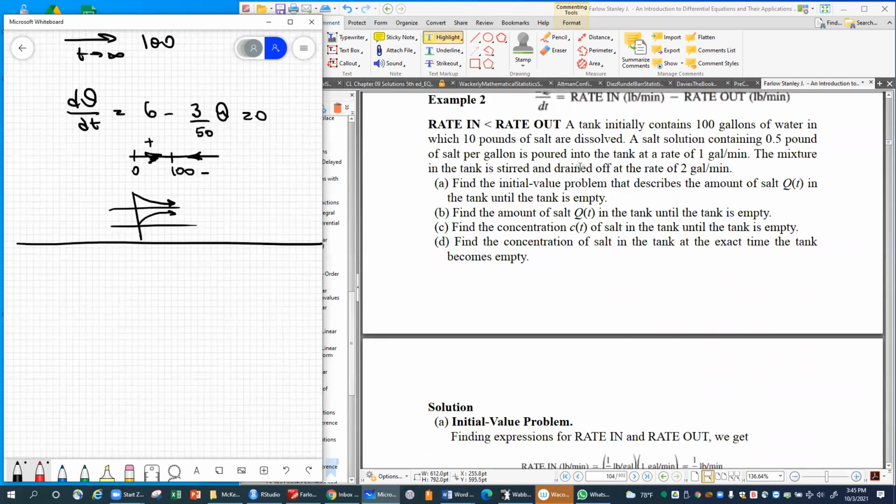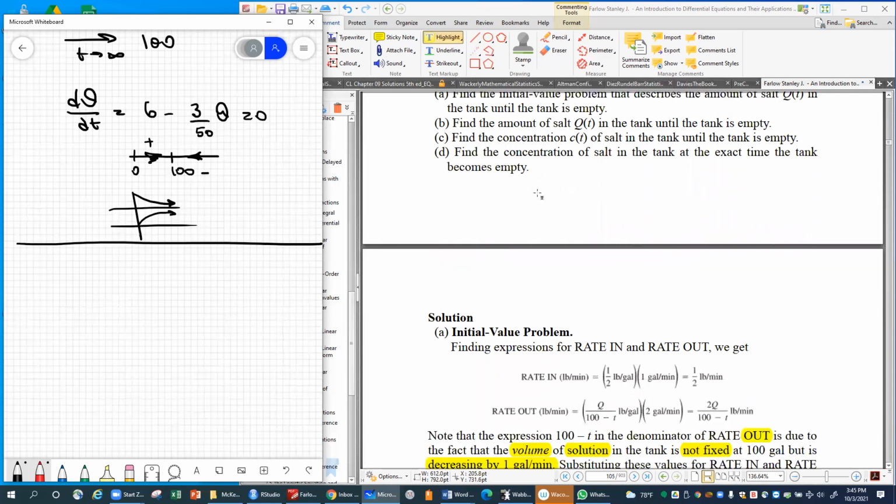So you have a tank that initially has 100 gallons of water, of which 10 pounds of salt are initially dissolved. A salt solution at 0.5 pounds per gallon is poured in at a rate of 1 gallon per minute. The mixture is stirred and drained off at 2 gallons per minute. So find the initial value problem, etc.